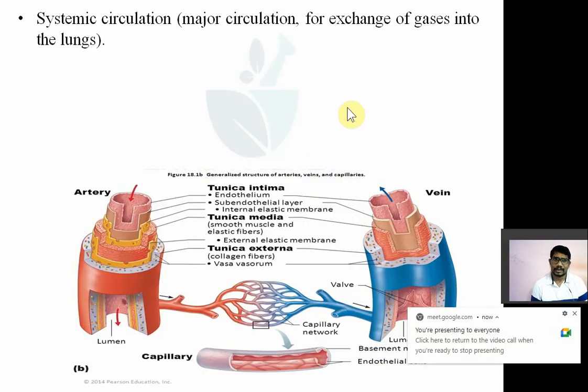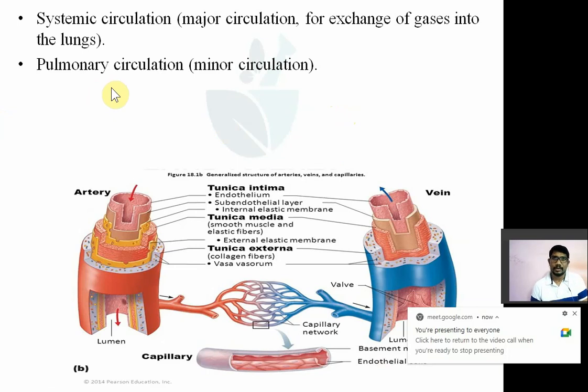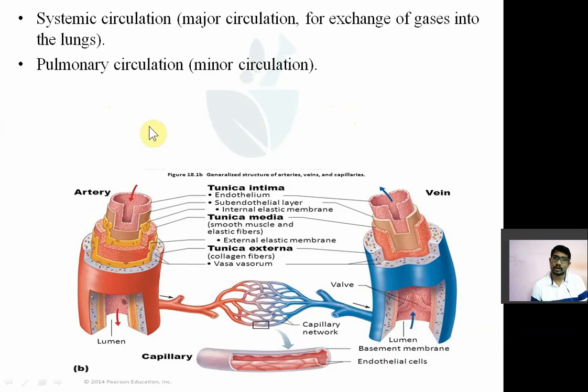And then minor circulation is also there. So minor circulation is known as pulmonary circulation. It is the exchange of oxygen and carbon dioxide inside the lungs, inside the alveolar sacs of the lungs. So that is known as minor circulation or pulmonary circulation.